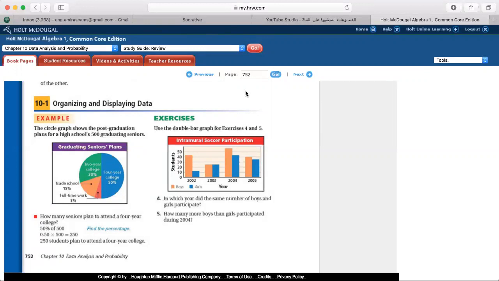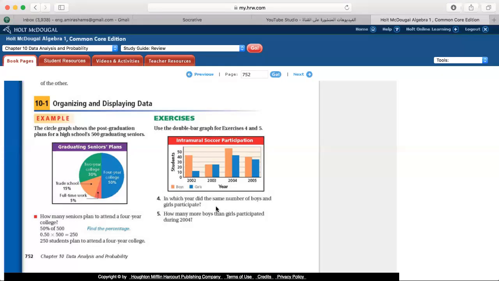Okay, number 4. In number 4 and 5, we have a double bar graph. Use the double bar graph for exercises 4 and 5. As we know, when we have a bar graph, we must have a key. We have the orange for boys and the blue for girls. On the vertical scale, I have students. On the horizontal scale, I have years. Here I'm skip counting by 10, so in between will be 5, 25, 15, and so on.